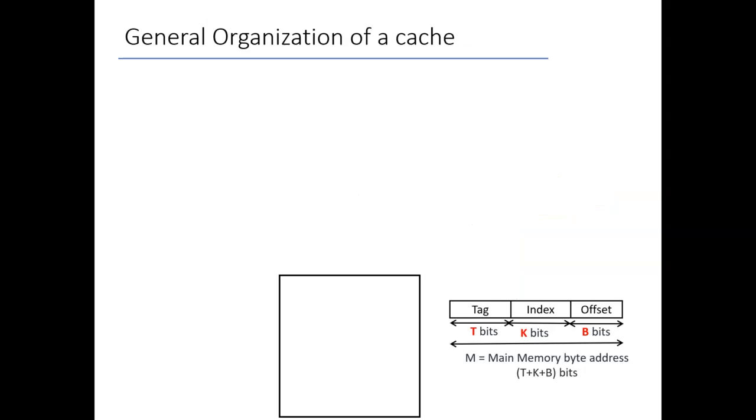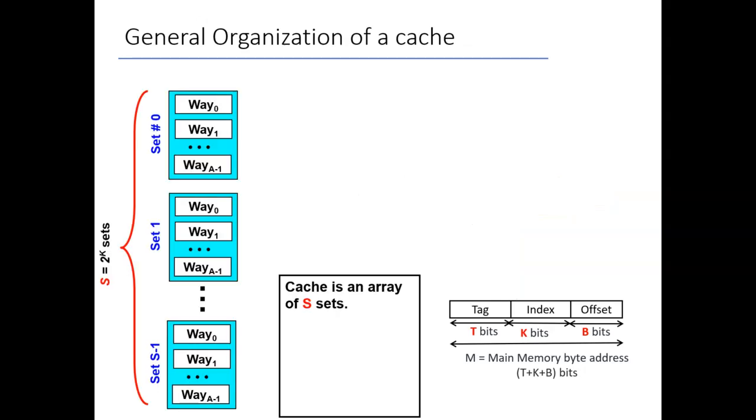So the memory address is partitioned into 3 fields. It is actually 2 to the power k sets. Okay. The sets, can you see? The sets start from set 0, set 1 until set s. There are s sets. Each set has how many ways? How many ways in this particular example?